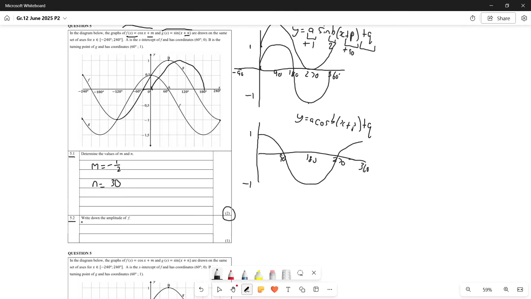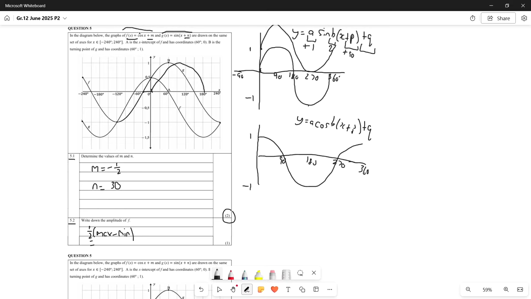And then 5.2, it says write down the amplitude of f. So our f graph is our cos graph, cos x minus a half. Okay, so we need the amplitude. We can either go half bracket max minus min if we like that method, and then we can solve for it from there, or we can just go ahead and interpret our standard form, because there isn't any number or sign in front of our cos x.